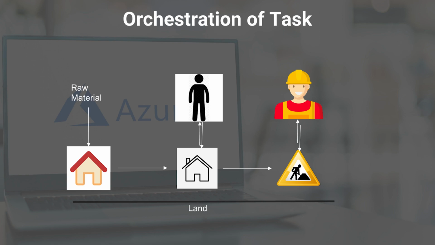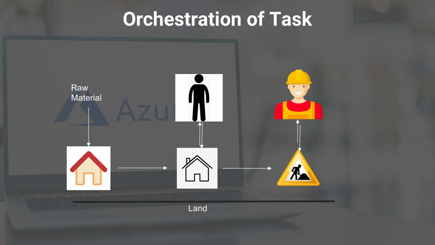They obviously need the raw material also, but all of this happens on some sort of platform or land, in the analogy of building a house. Combining all of these tasks together makes the orchestration of tasks, which means there are multiple tasks or activities happening, but you need some people, or some application, or set of users who could govern these tasks. That's where orchestration comes into the picture.